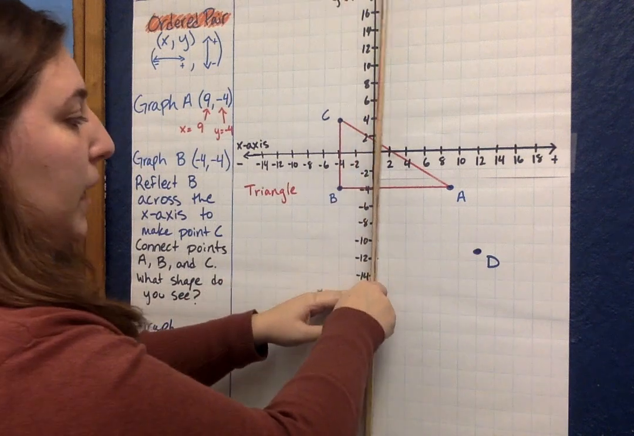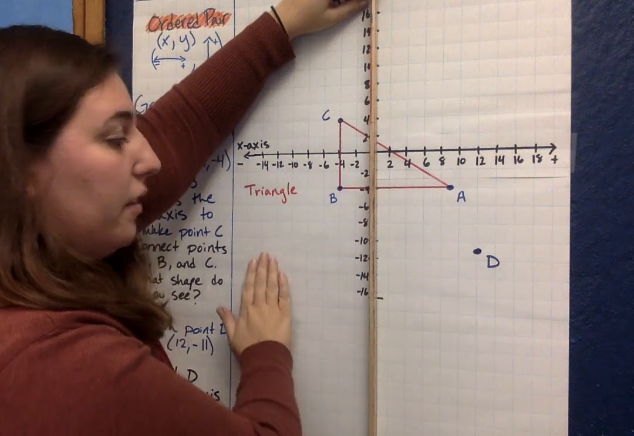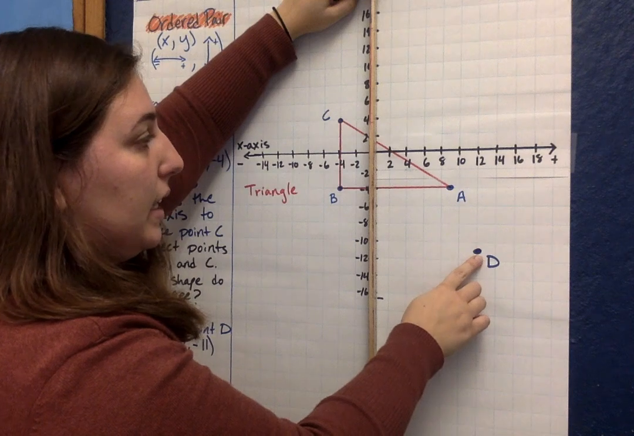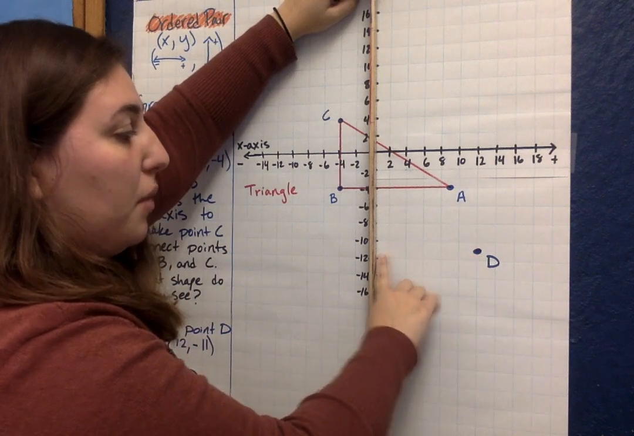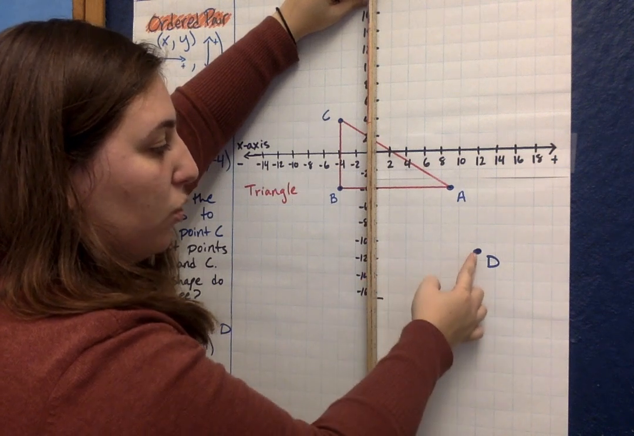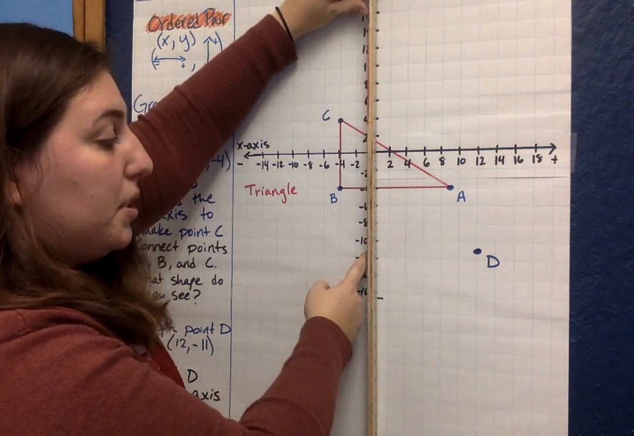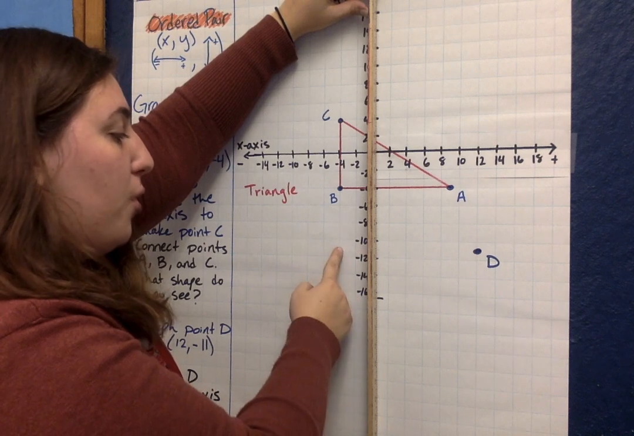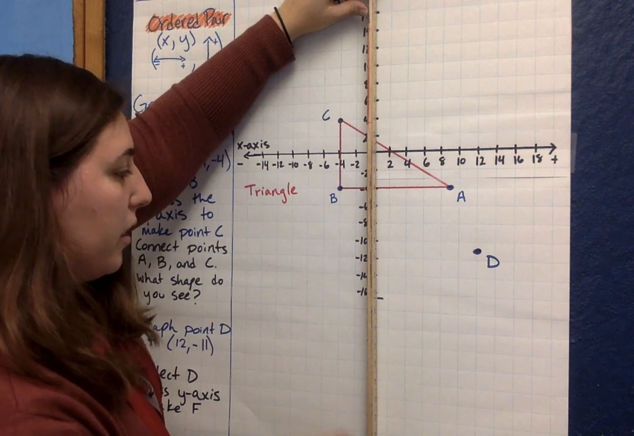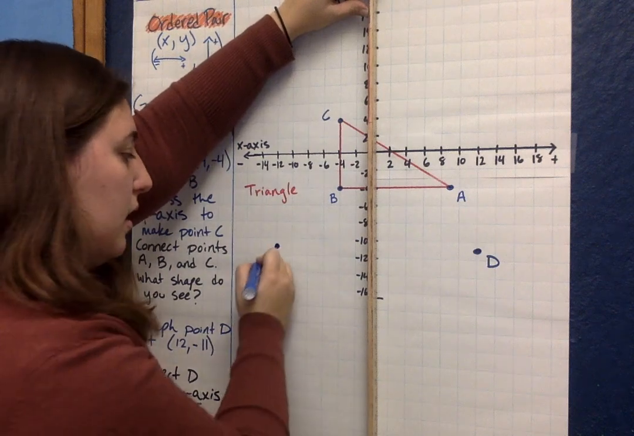So if this is my mirror, I'm going to see whatever D is on the other side, okay? So it's going to be equal distance. So D is 12 units from the y-axis, right? If we counted, it would be 2, 4, 6, 8, 10, 12 units away. So on this side, I need to count 12 units away in the opposite direction. Okay, so 2, 4, 6, 8, 10, 12. So it's going to be right over here. Let me mark that. Okay, and here I'm going to have F.